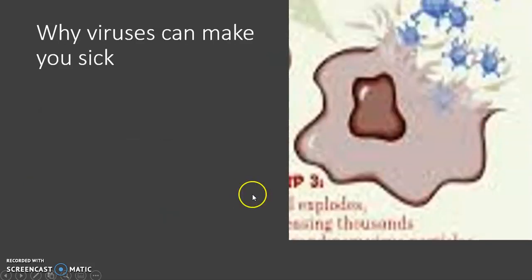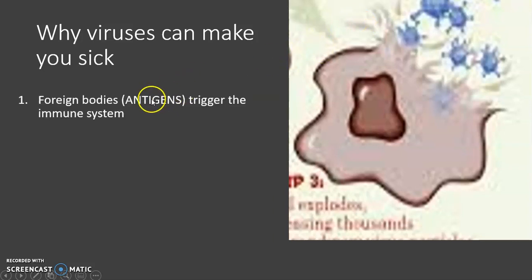Why does that make you sick? Well, we see an illustration over here of a cell with some viruses escaping. When these viruses escape, now they're out in your body, and they're a foreign body, which remember is called an antigen. So an antigen is something that your body recognizes as not supposed to be there, and your antibodies and your immune system is going to fight this.